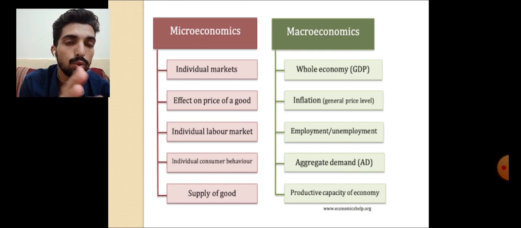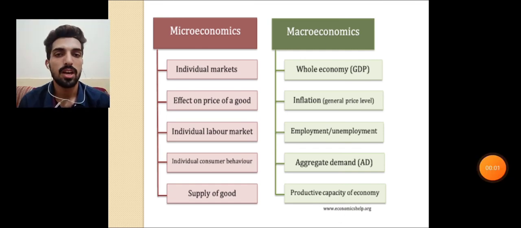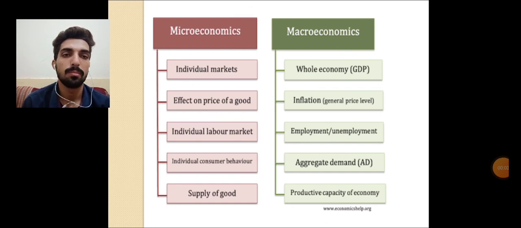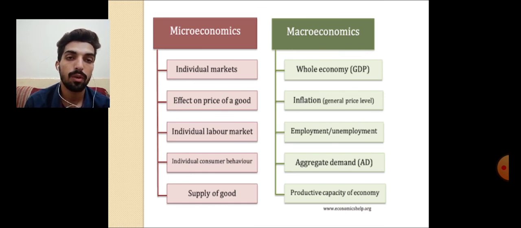There are two charts. Here is a chart which tells us the difference between microeconomics and macroeconomics. Microeconomics points, I tell you: individual markets, effect on the price of a good, individual labor markets, individual consumer behavior, and supply of goods. Macroeconomics points, I tell you: whole economy, GDP, inflation, general price level, employment, unemployment, aggregate demand (AD), and productive capital of the economy.